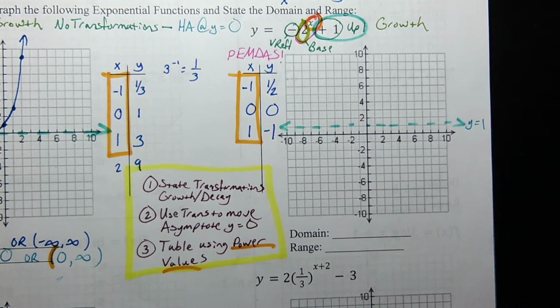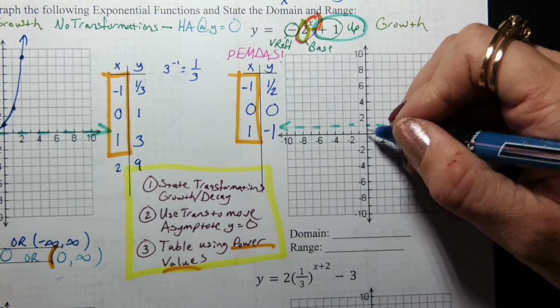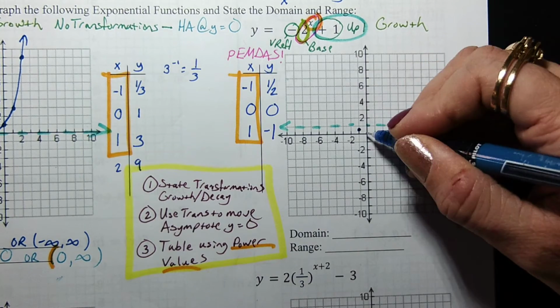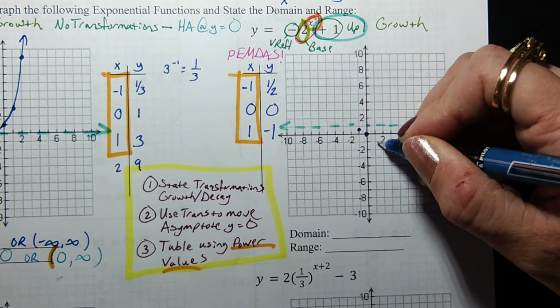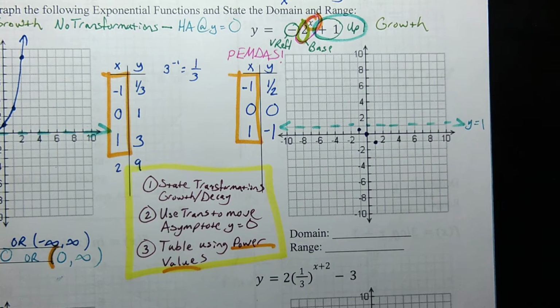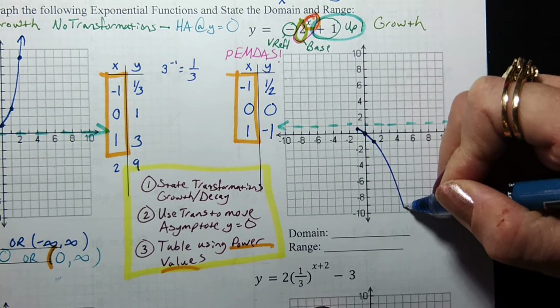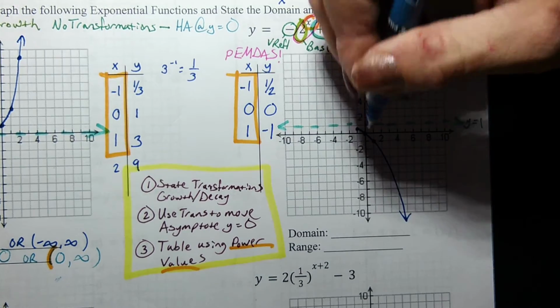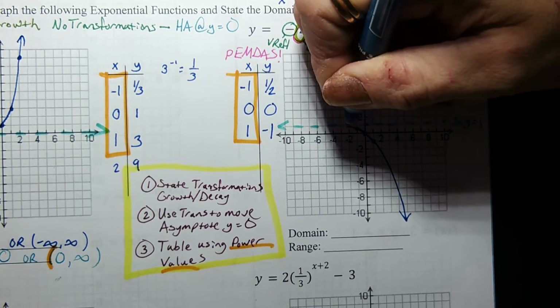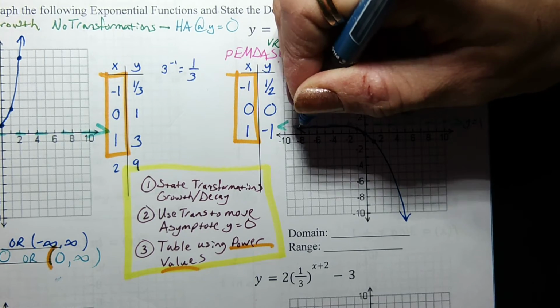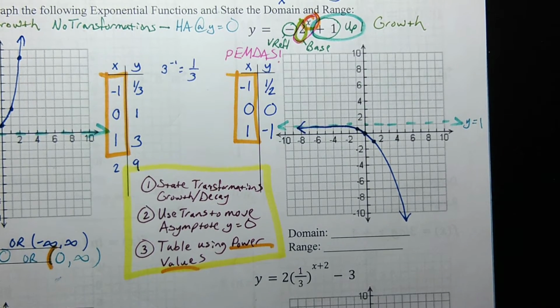And now we plot our points. So backwards 1, up 1/2, 0, 0, 1, -1. So we are getting exponentially larger going this way. And then we're sneaking, getting closer and closer towards the asymptote. Arrows on both sides.